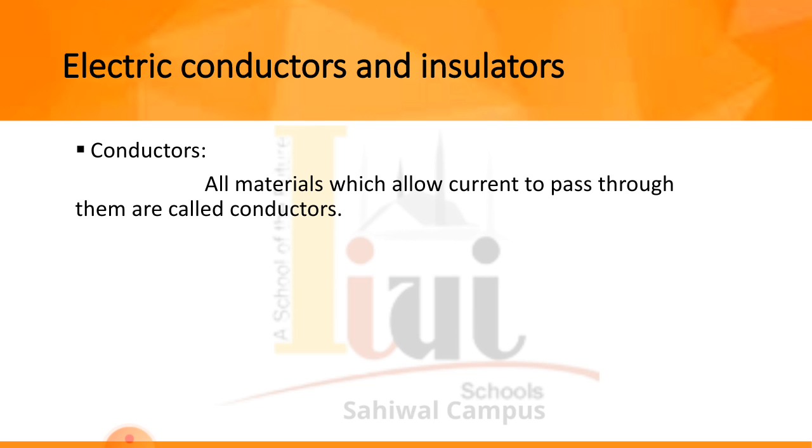Now we will discuss two types of materials. The first is conductors and the second is insulators. We will discuss them in terms of electricity, so these are electric conductors and electric insulators. Conductors: all the materials which allow current to pass through them are called conductors. Examples are copper, brass, gold, iron, etc. All these metals allow the flow of current, so they are known as electric conductors.